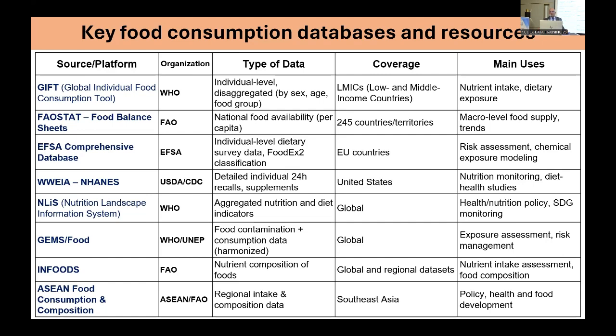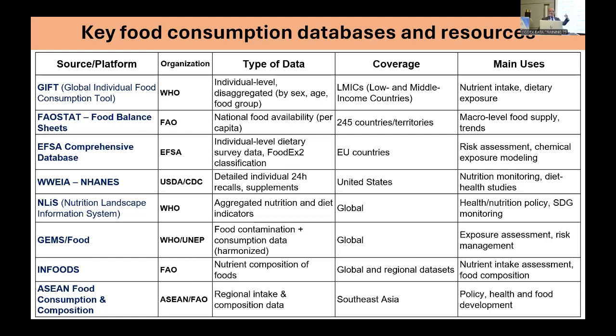We have obviously the famous FAOSTAT, the food balance sheet, that is related to the national food consumption, or food availability, as we said. We have a good database for 245 countries or territories, but obviously it gives macro level food supply and trends.